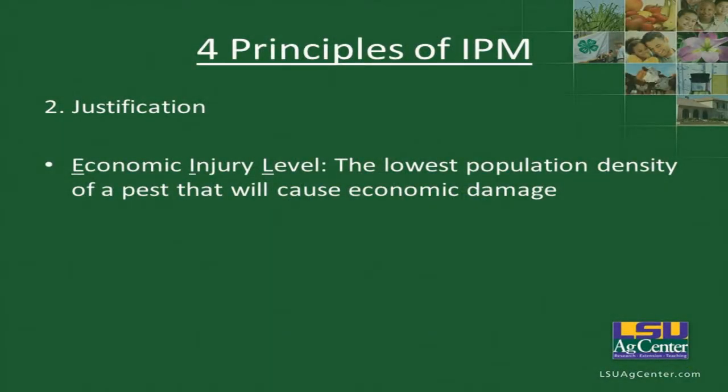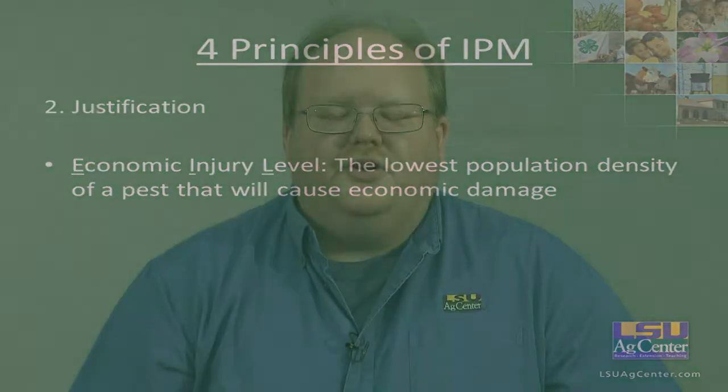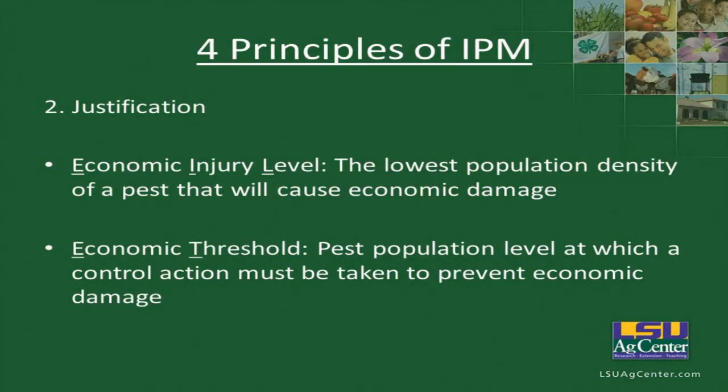So within that justification, we have 2 different terms that we use in integrated pest management. Economic injury level. This is the lowest population density of a pest that will cause economic damage. Now typically when you're going to a producer meeting, you're not going to hear much about economic injury level. What you're going to hear about is either action thresholds or economic thresholds. These are pest populations that are at a level at which we need to take a control action to prevent economic damage.